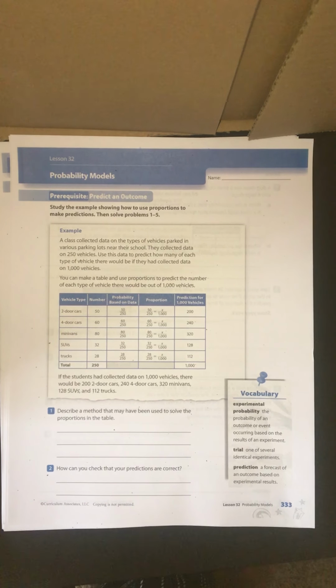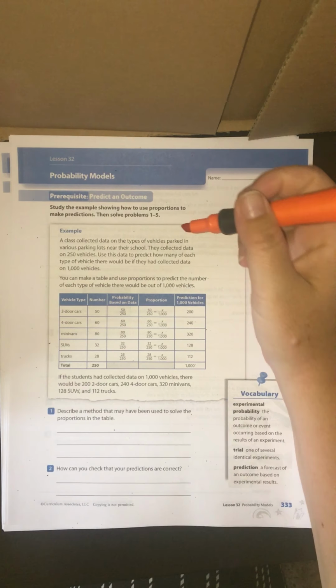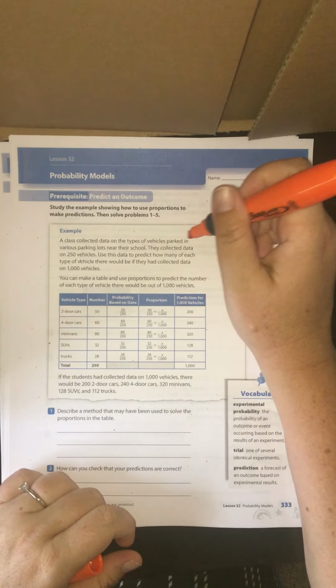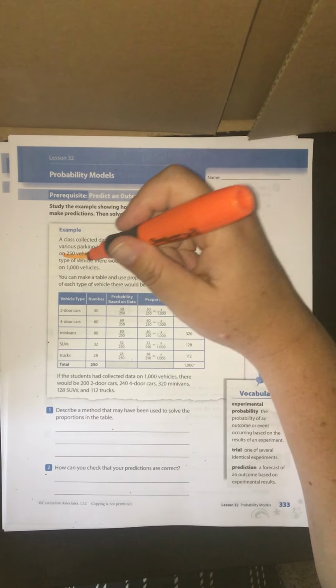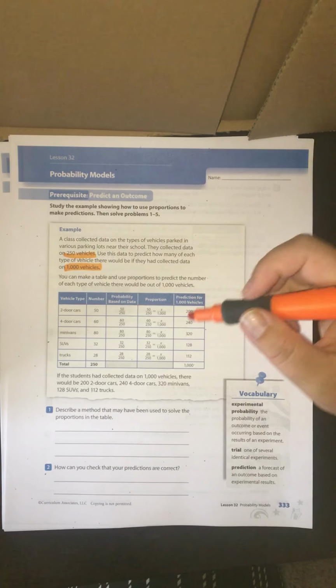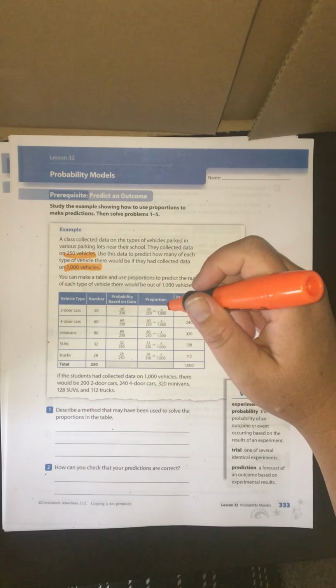Okay, so this is going to be lesson 32, all the probability models. It's going through and giving you an example of how to make a prediction. There are 250 vehicles. You can figure out how many of each type of vehicle there would be for 1,000, and this is based off of using these different proportions.